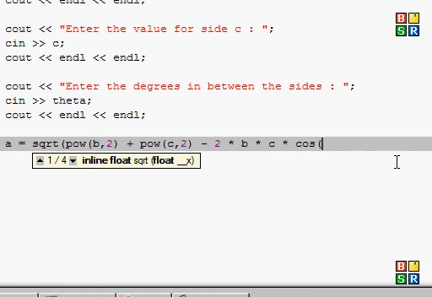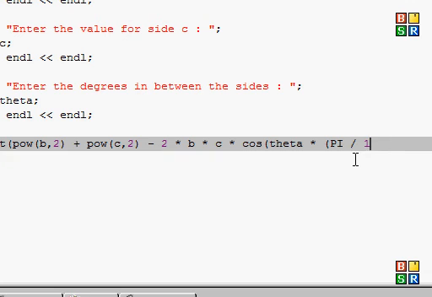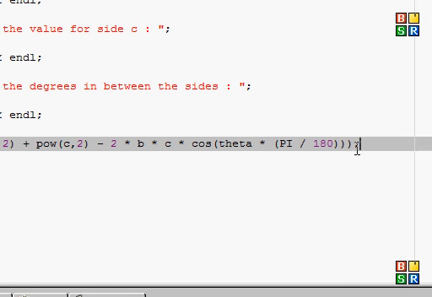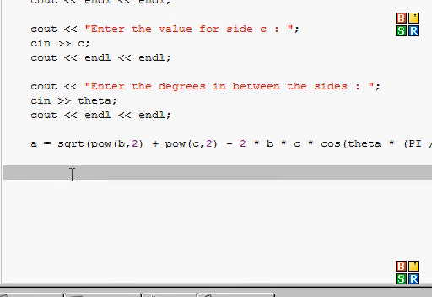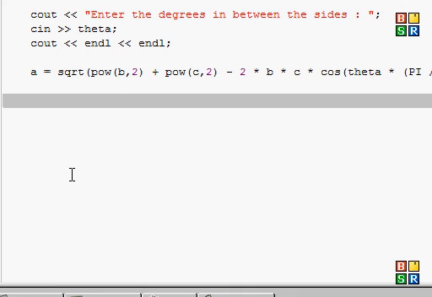I know this one's kinda long, so that's why I thought it would be a good one to do, because it's a little bit harder. Cosine of theta times pi divided by 180, not 90. Okay, we're going to do 3 closing parentheses, because the first one closes the pi divided by 180, the second one closes the cosine, and the third one closes the square root. And we'll see if I made any errors. Hopefully not, but I'm tired, so let's see.